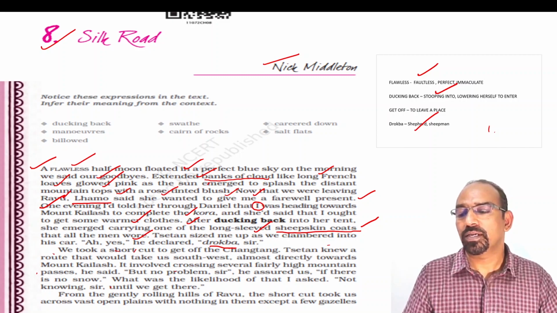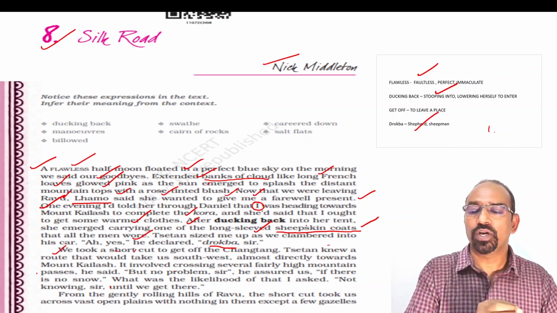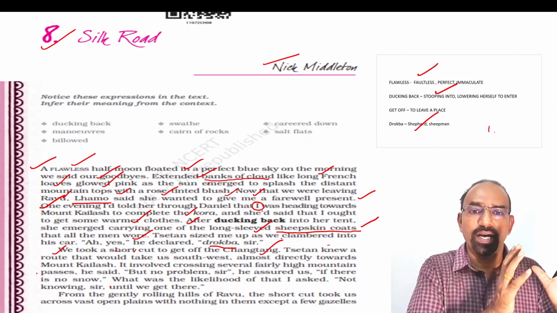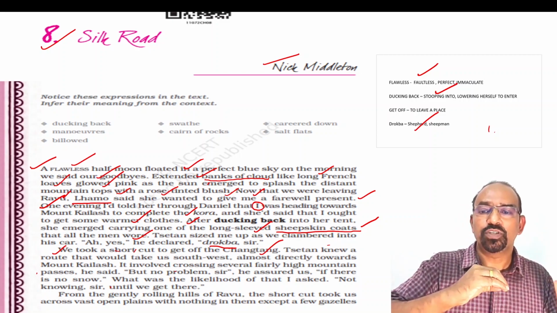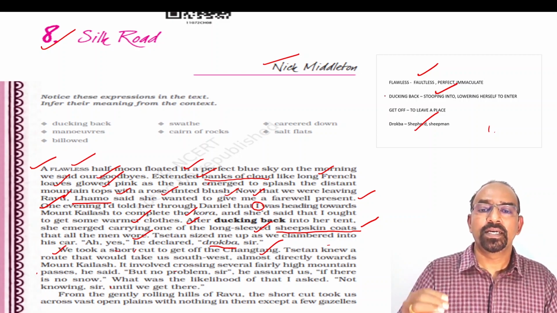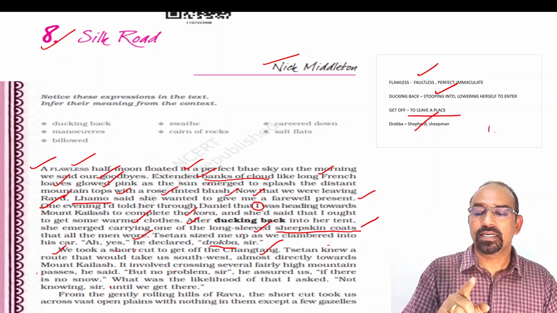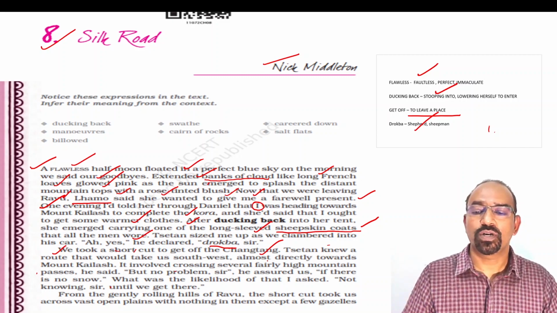Come to the next paragraph. We took a shortcut to get off the Changtang. They wanted to avoid the Changtang and decided to take a shortcut. Get off means to leave a place. To leave that Changtang, they decided to take a shortcut.